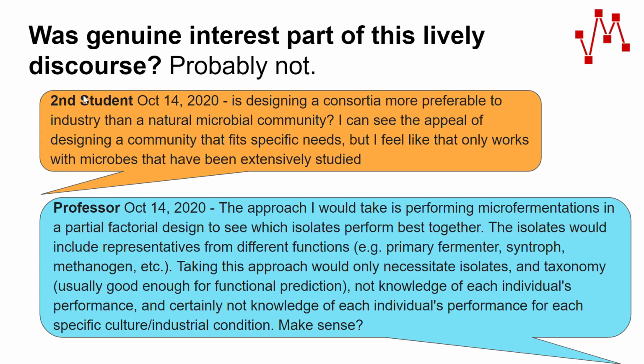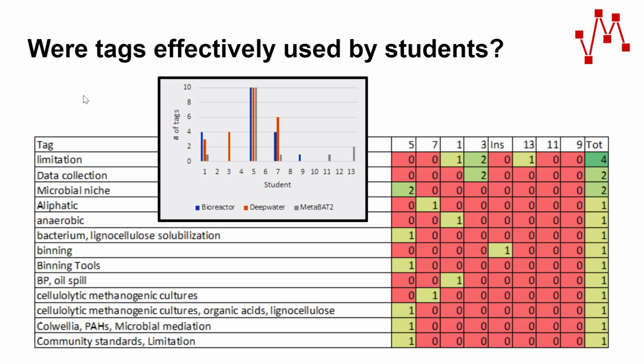The isolates would include representatives from different functions: primary fermenter, syntroph, methanogen, etc. Taking this approach would only necessitate isolates and taxonomy, usually good enough for functional prediction, not knowledge of each individual's performance, and certainly not knowledge of each individual's performance for each specific culture or industrial condition. Make sense?